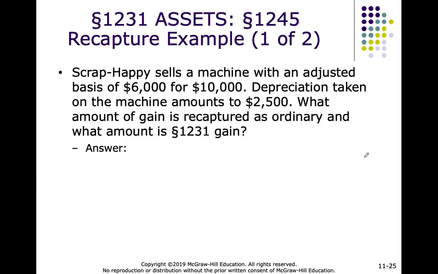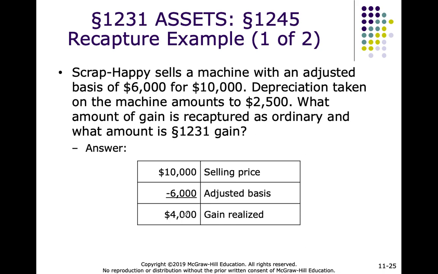Okay, so we have Scrap Happy sells the machine with an adjusted basis of 6,000 for 10,000. Depreciation taken on the machine amounts to 2,500. What amount of gain is recaptured as ordinary, and what amount is section 1231 gain? Well, first of all, we need to figure out what the gain is. We know the adjusted basis is 6,000. We know that we sold this machine for 10. So that means we're looking at a gain of 4,000.